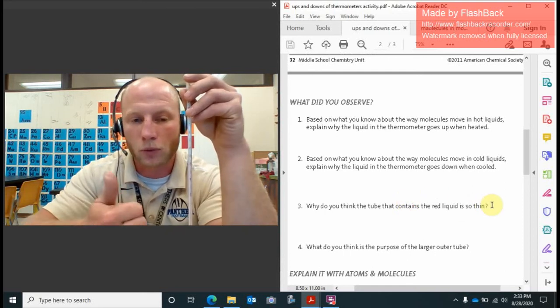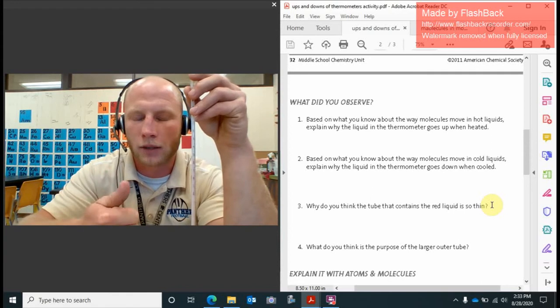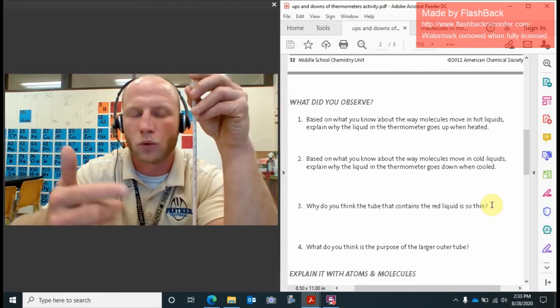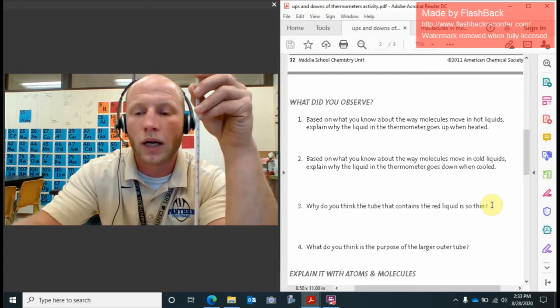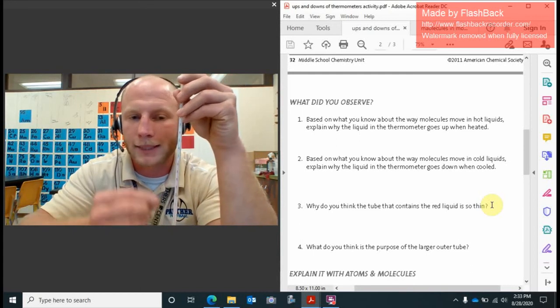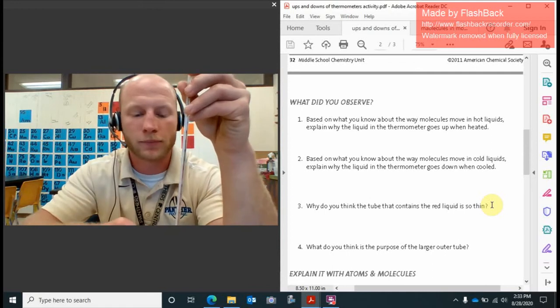Okay, and then number 3, why do you think that the tube that contains the red liquid is so thin? Well, number 1, it takes less energy to heat the less substance you have. The less substance you have, the less energy you need to heat it up. And the less of that sample you have, it will cool off faster, right? And then on top of that, why is it so thin? Well, we want to be able to detect small amounts of temperature changes. Okay?